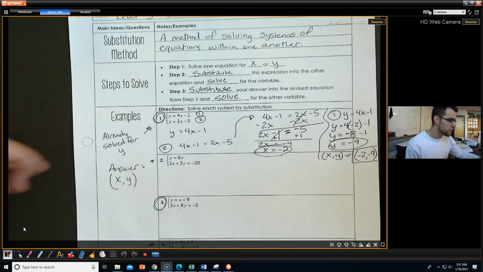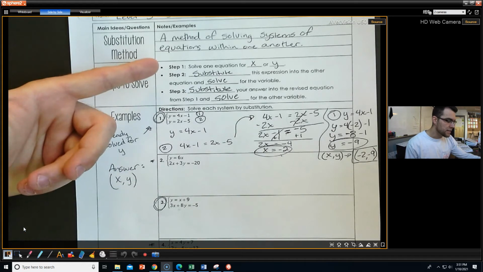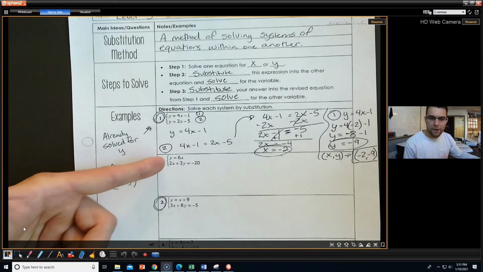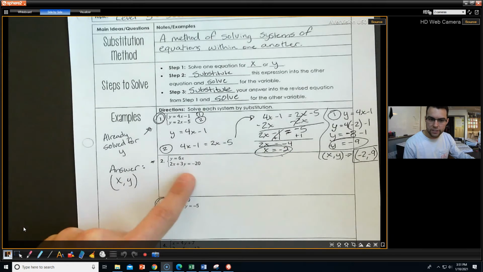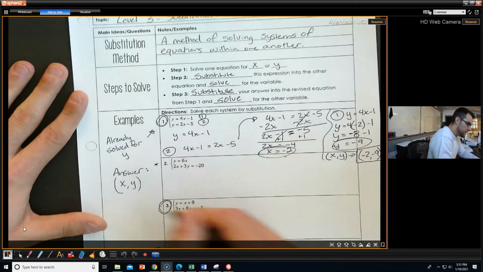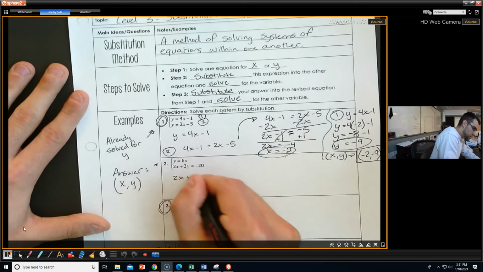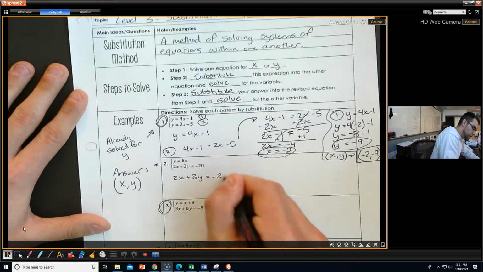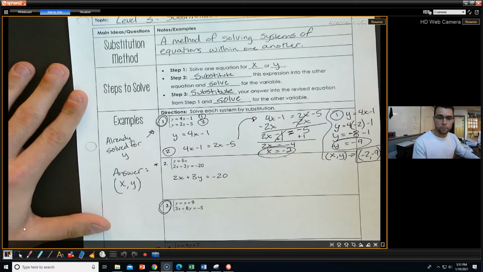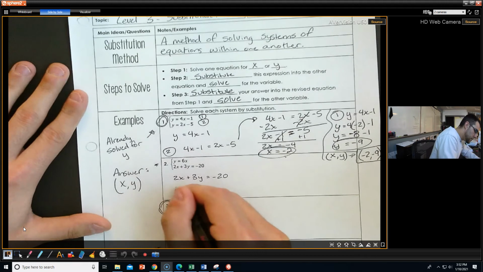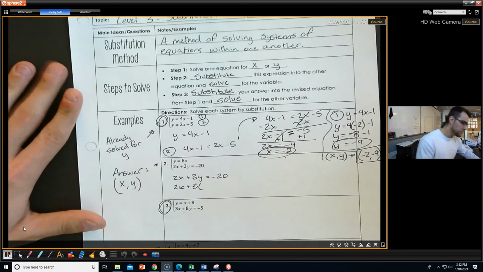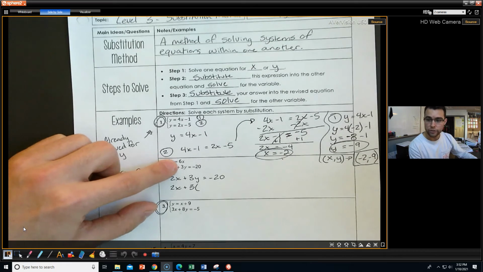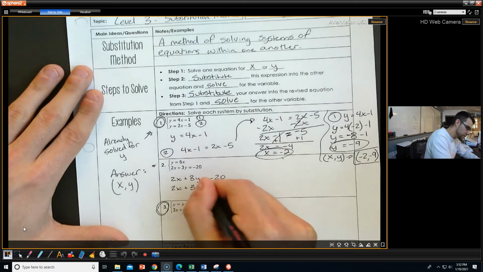Step 1. Is step 1 done? Solve for an equation for x or y. Yeah, we have y by itself right here, so I'm going to take that and substitute it in for this second equation right down here. So now, instead of 2x plus 3y equals -20, I'm going to replace that with 2x plus 3 times, well, now y is equal to 6x. I'm going to replace that with 6x.